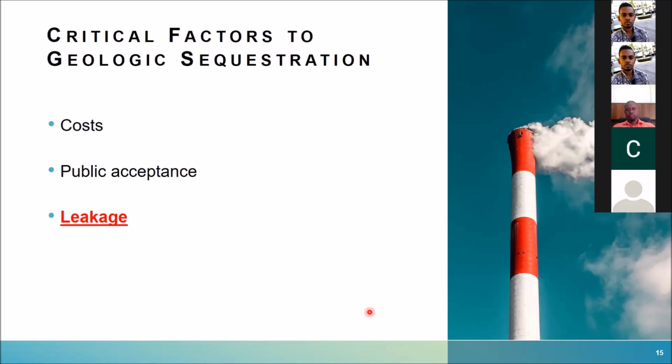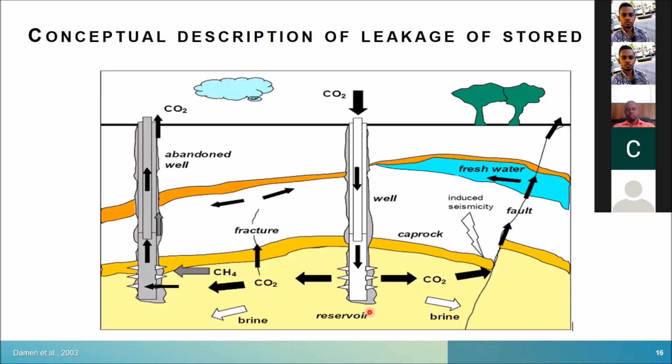Some other considerations that we have to take into account is the cost. It's very expensive, it's capital intensive. Public acceptance, the people must be willing to accept that this technology can help, otherwise that will cause a lot of problems. And then we have the issue of leakage, where if we put it into geologic formations, there's the potential for it to leak out of the reservoir. So leakage and monitoring is another key factor that we have to pay attention to.